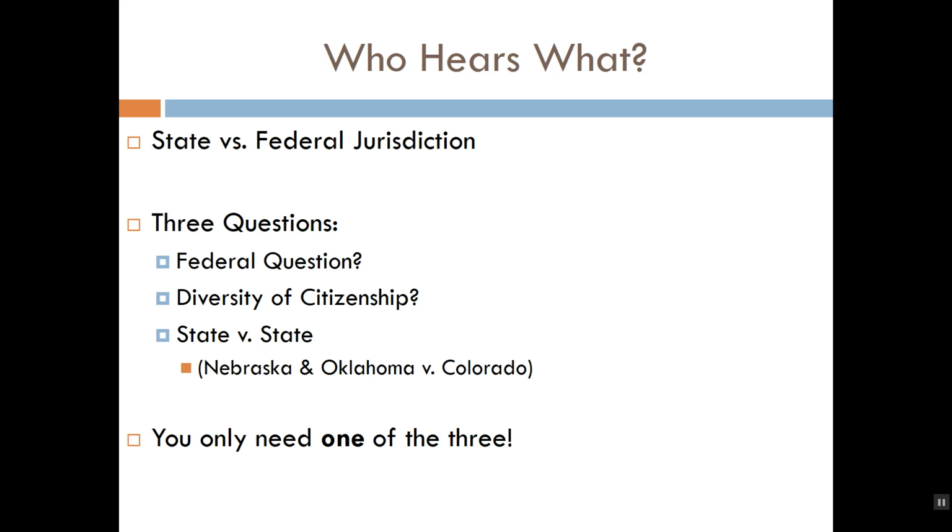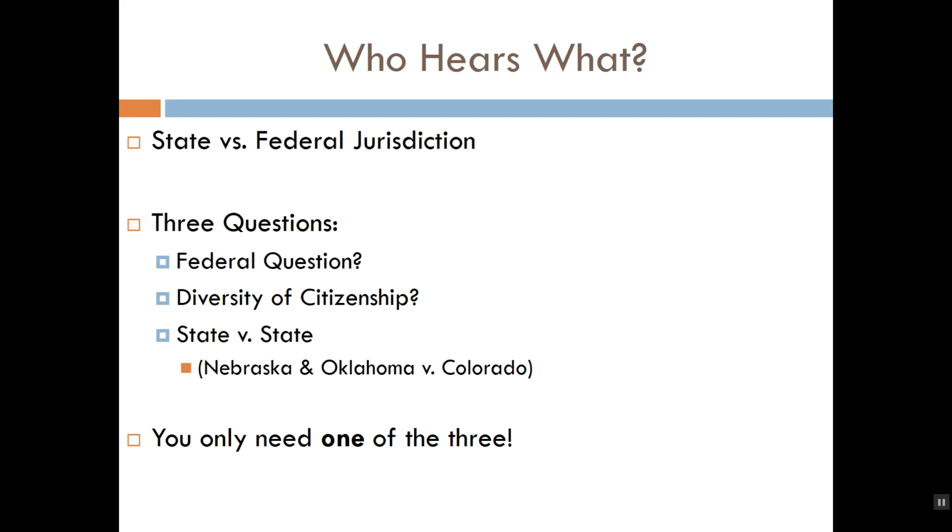A diversity of citizenship is when a dispute about the law involves parties from different states. For example, if an Oklahoman wanted to sue a Texas businessman, then the Oklahoman would not want to go to a Texas court because the Texan court might provide preferential treatment to the Texan. But on the flip side, the Texan probably wouldn't want to go to an Oklahoma court because the Oklahoma court might provide preferential treatment to the Okie.